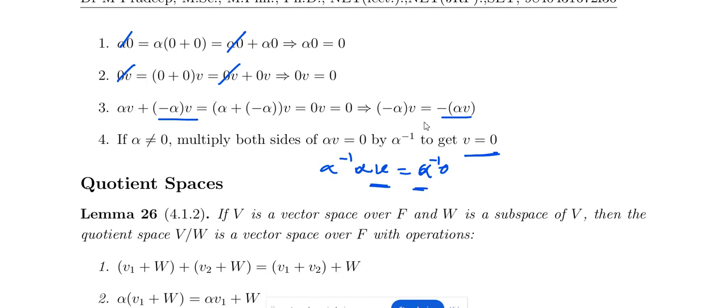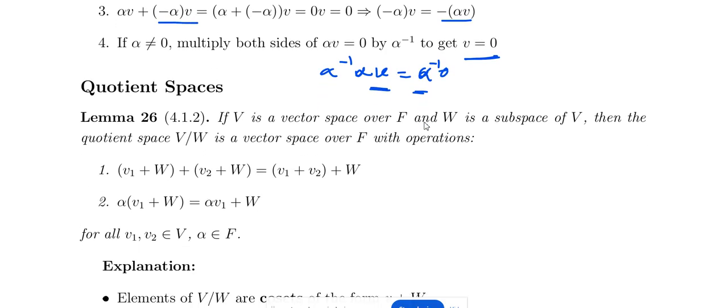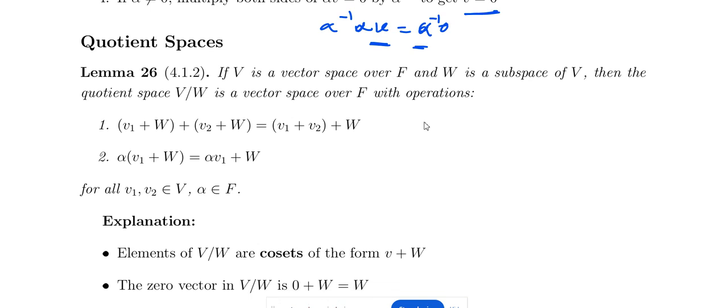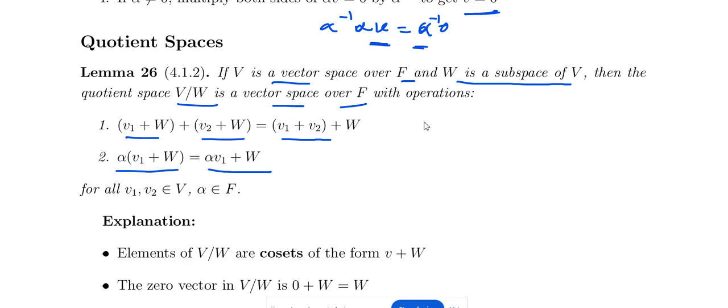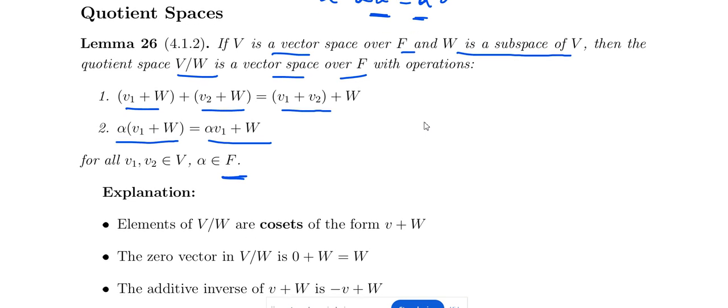Another very important concept is called the quotient space. V is a vector space over F, and W is a subspace of V. Then the quotient space V by W is a vector space over F, where V1 plus W plus V2 plus W is defined as V1 plus V2 plus W, and alpha times V1 plus W is defined as alpha V1 plus W, for all V1, V2 belongs to V and alpha belongs to F. So this is called the quotient space.